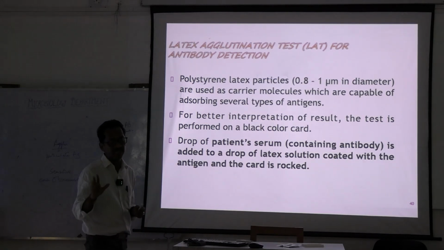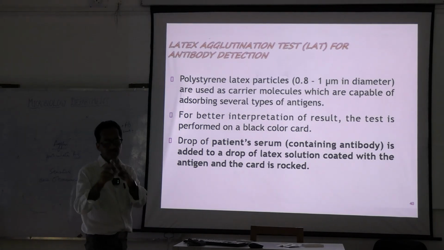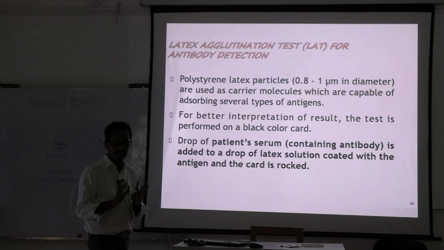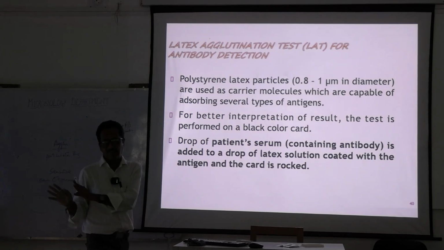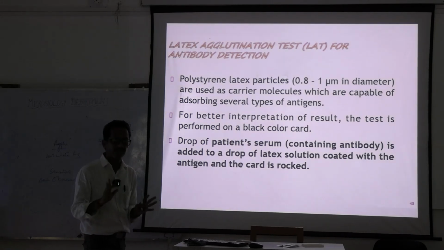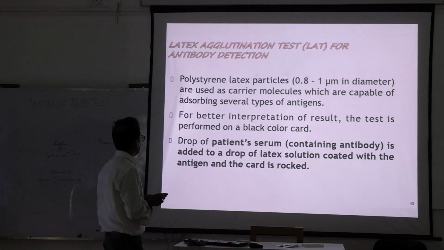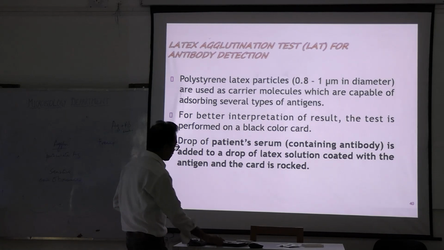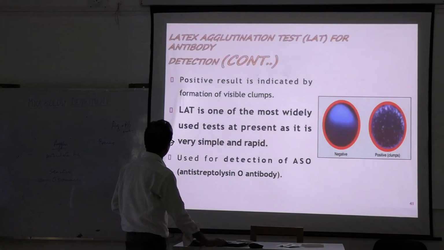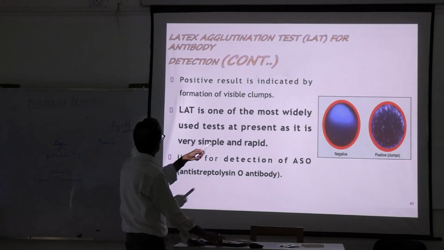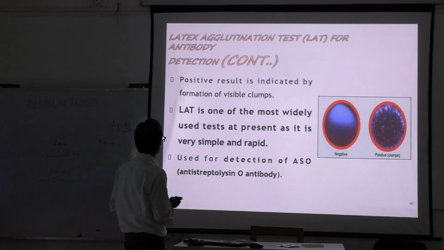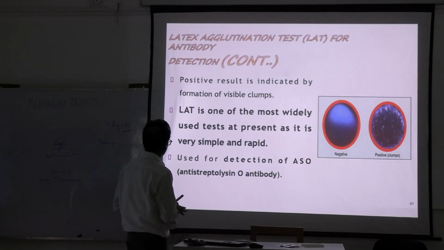All the latex tests, whether it is ASO titer or rheumatoid factor, we do on a black card. At least remember this is a black card and RPR is on a white card because carbon particle was there. A drop of patient serum is added to a drop of latex coated antigen or antibody. This is positive and negative. One of the most widely used is the ASO titer.